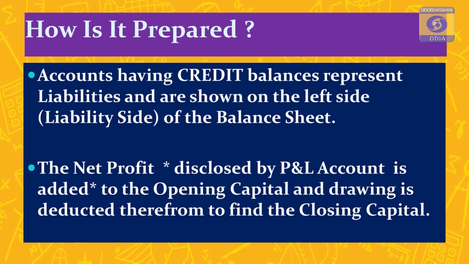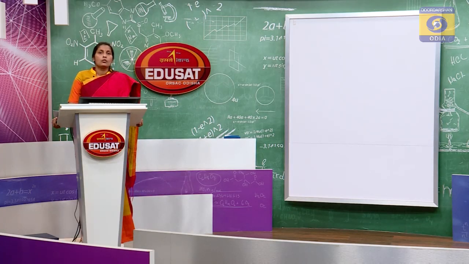Now if we take how the capital, which is also a part of the balance sheet, how the value in that is disclosed, the net profit which is disclosed by the profit and loss account is added to the opening capital, and the drawings. Now children, I would like to speak about the drawings, which show a debit balance in the trial balance, that will be deducted therefrom to find out the closing capital. That means first to the capital we will add the net profit, and then from the total we are going to deduct the drawings.